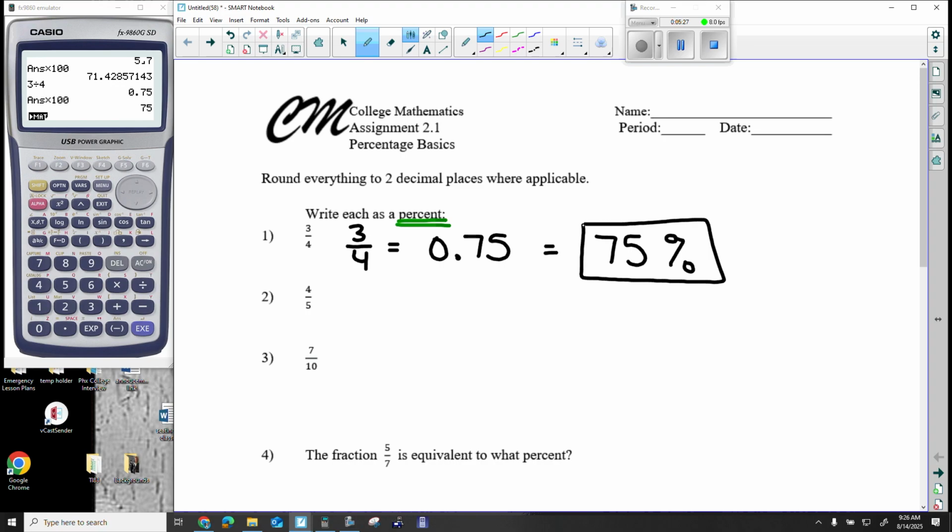You do the same thing with number 2, and you do number 3. So again, you set this up as a division, 3 divided by 4, or you could put 3/4. You hit that SD button, or you just do the division, and that gets us to this 0.75, and then you multiply by 100, and that gets us to our final product of 75%.